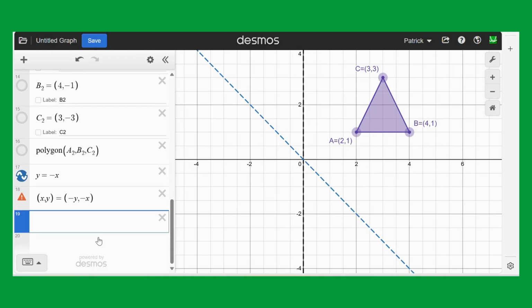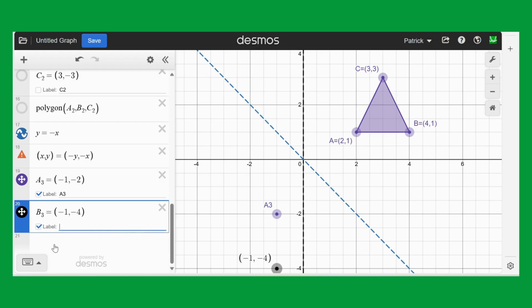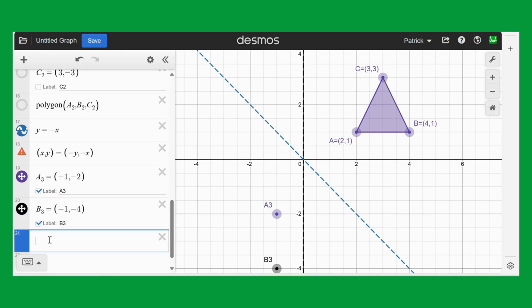Let's find and label these final reflected points for our original triangle. Point A (2, 1) will reflect to A3 (-1, -2). Point B (4, 1) will reflect to B3 (-1, -4). Point C (3, 3) will reflect to C3 (-3, -3).